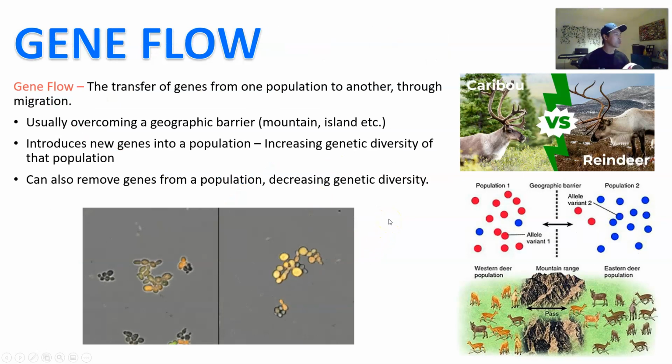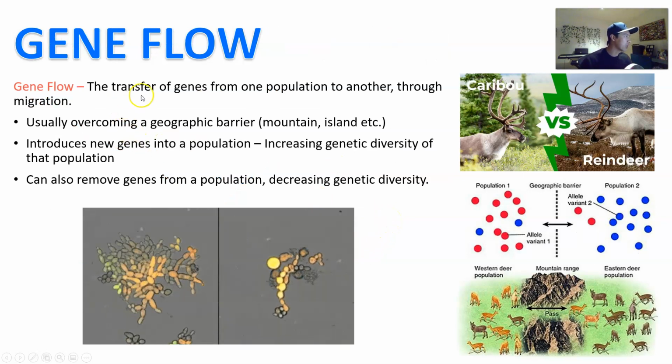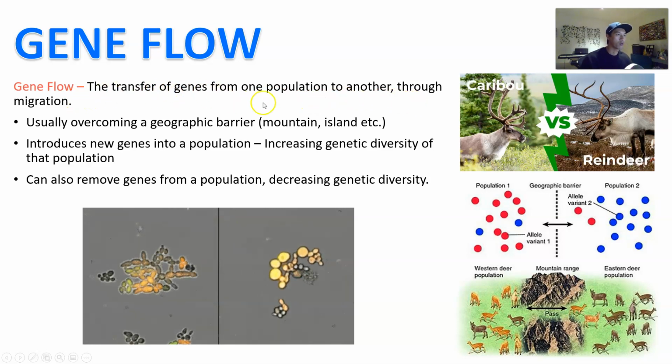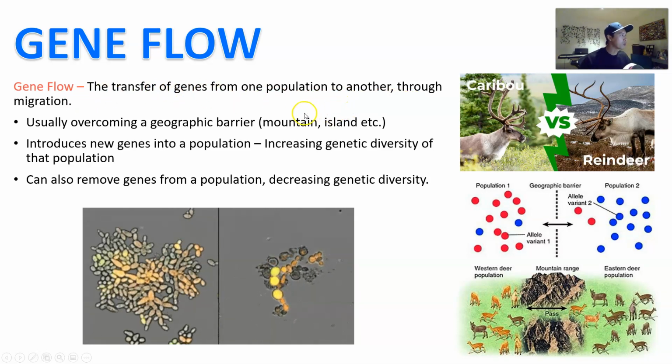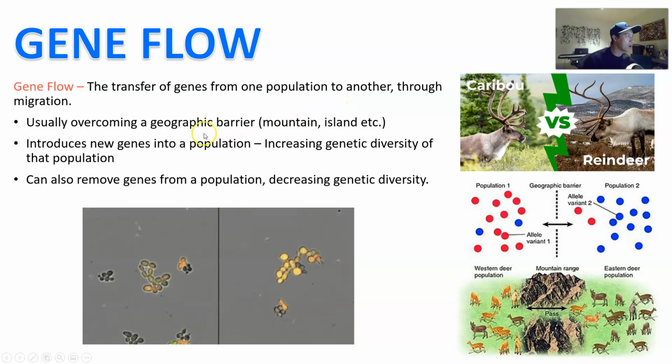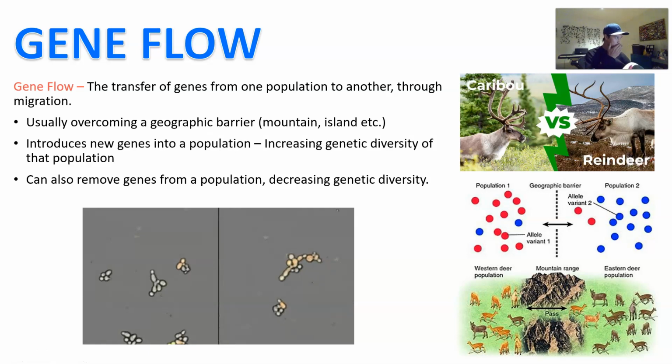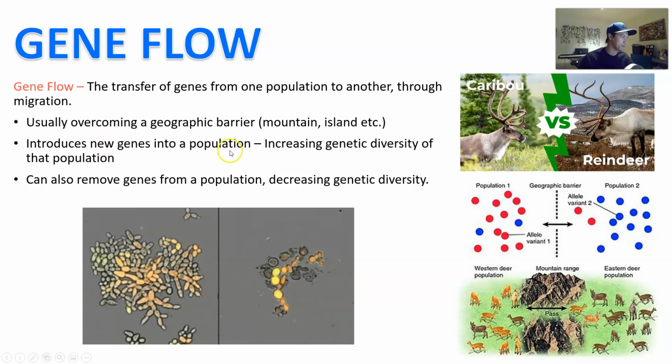All right, let's talk gene flow. So we mentioned gene flow earlier. Gene flow is when you have a transfer of genes from one population to another through migration, right? Usually migration involves overcoming some sort of geographic barrier, like a mountain, an ocean, or an island, etc. And what that does is that migration is going to introduce new genes into the population.